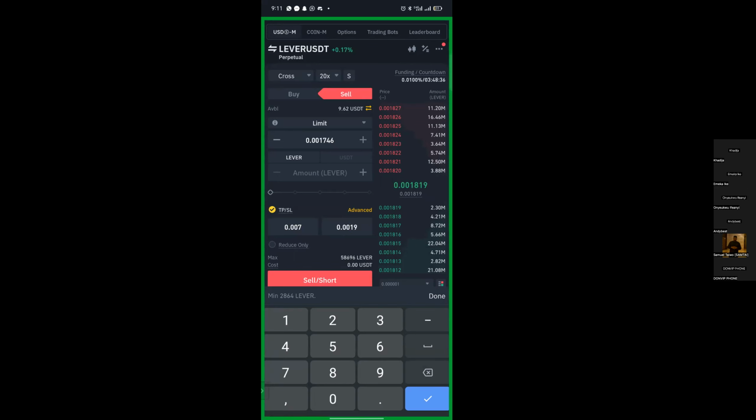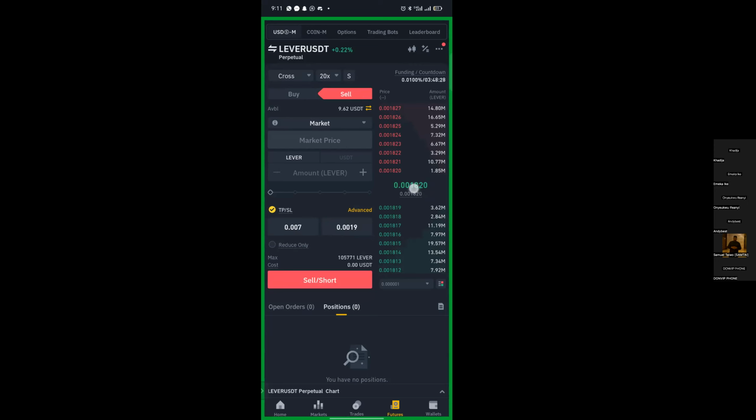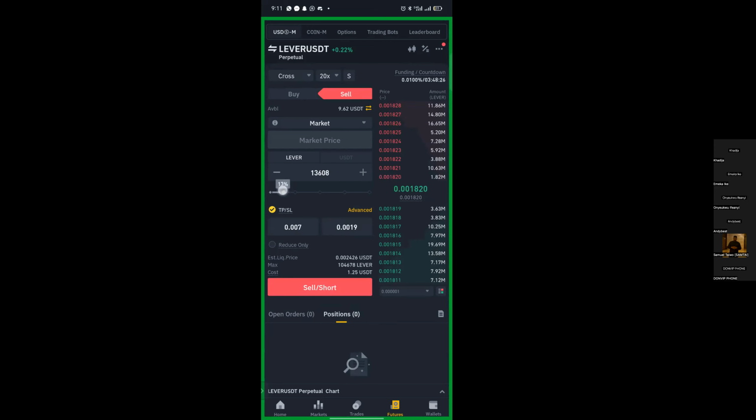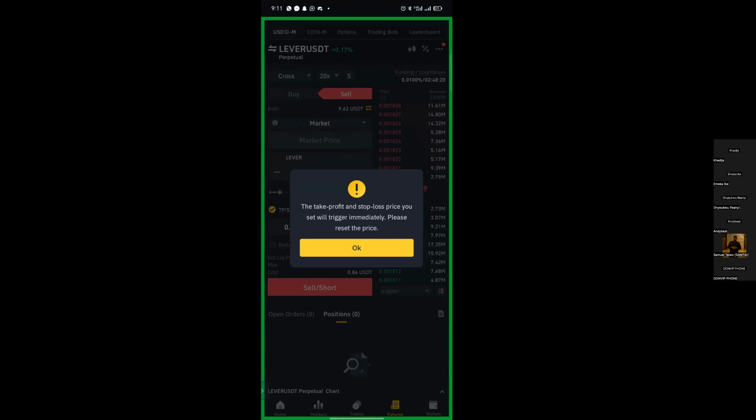But right now, I'm not going to use a limit order. I'm going to use the current market price, which is CMP. The current market price is the price I'm trading with. I'll adjust my cost, and I want to use 86 cents, for example. I'll click on sell short. Okay, now the take profit and stop loss price, let me set my take profit now.